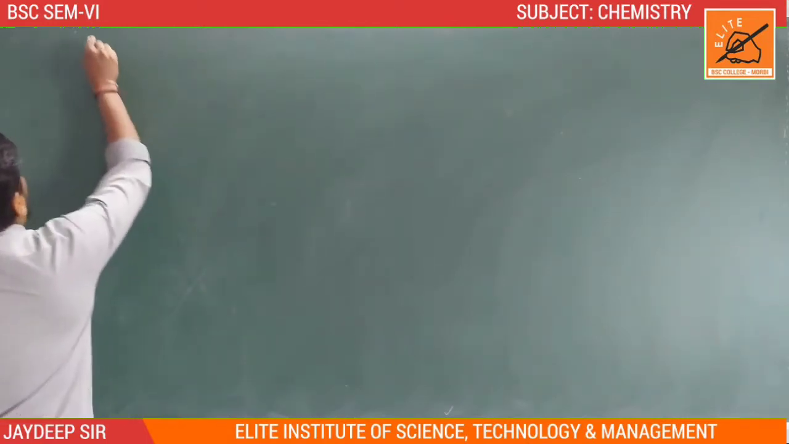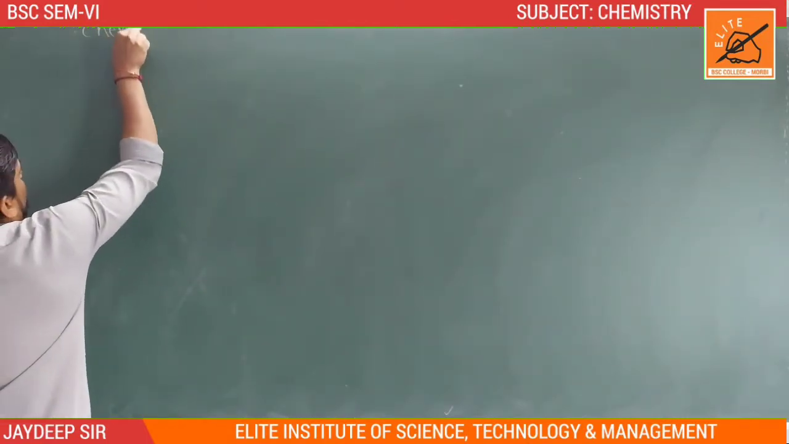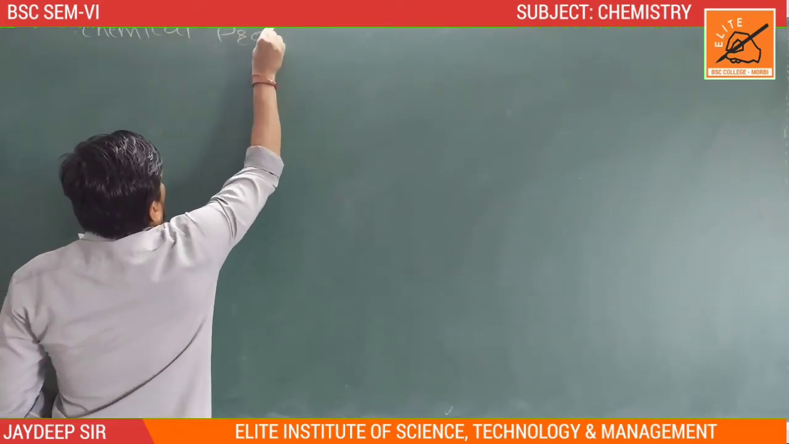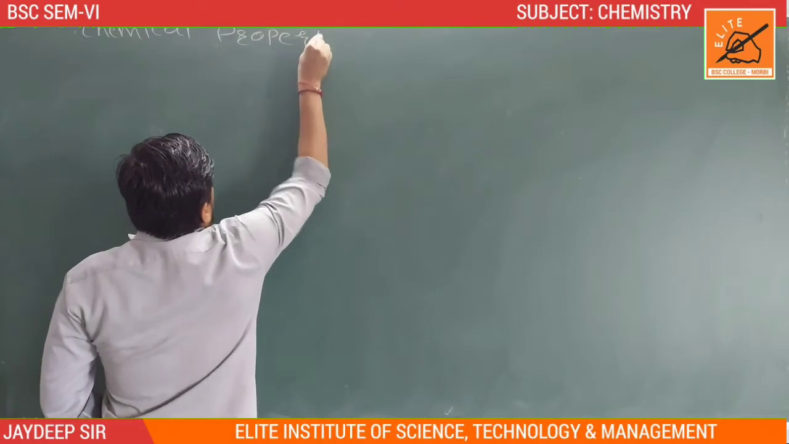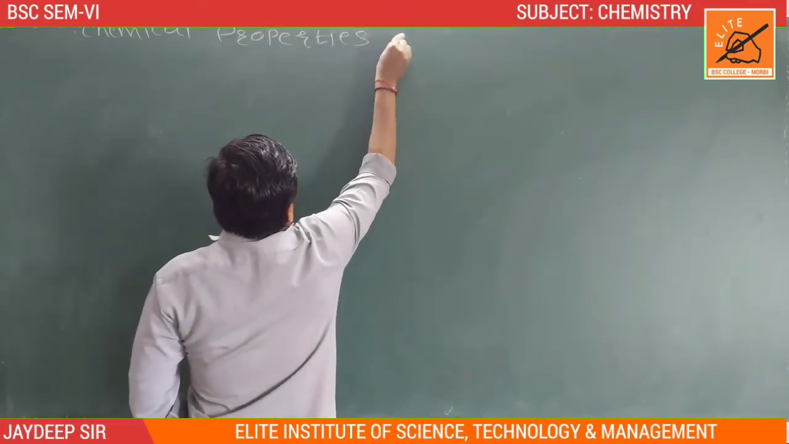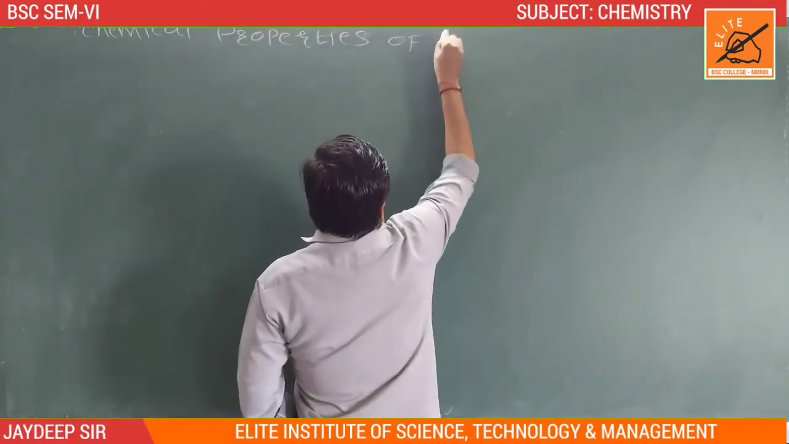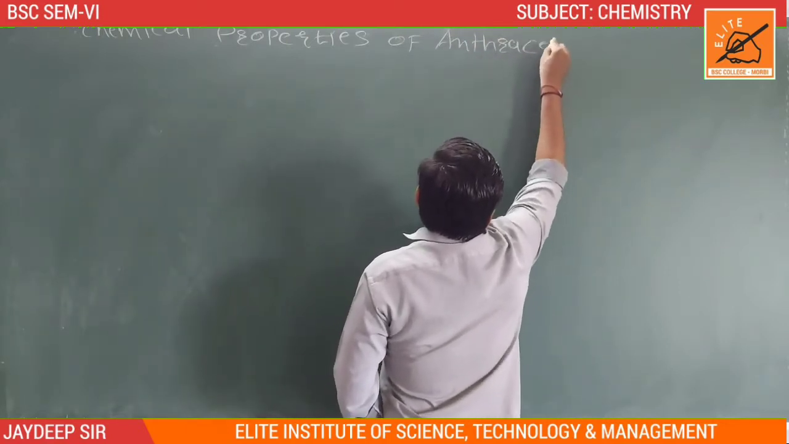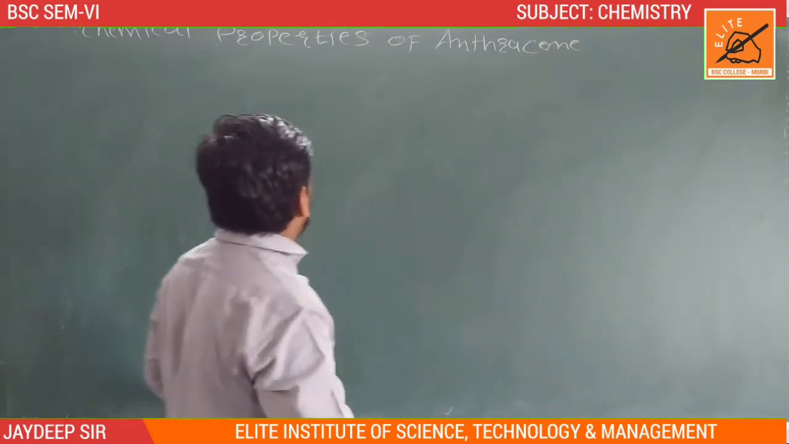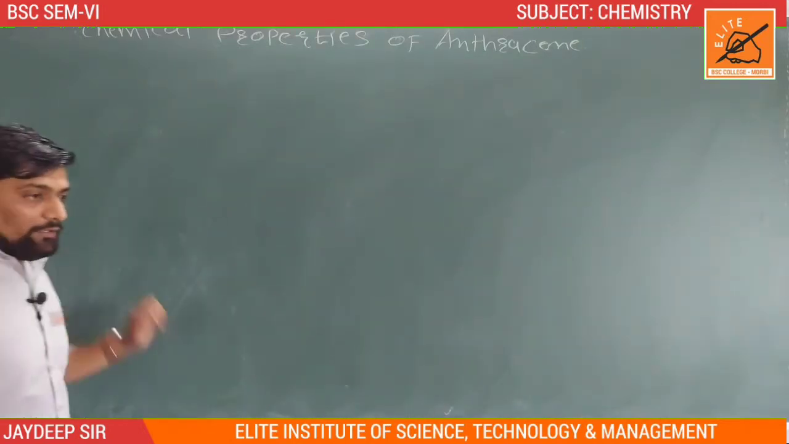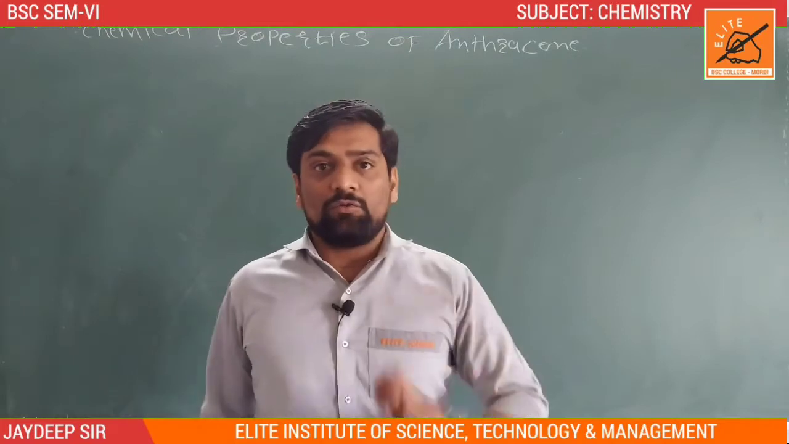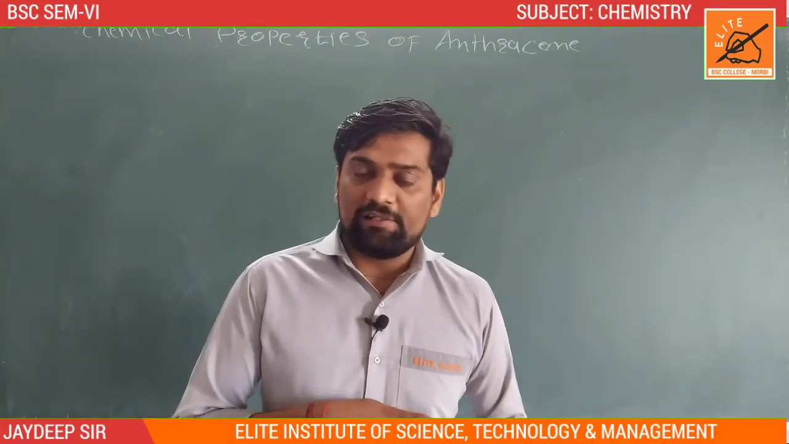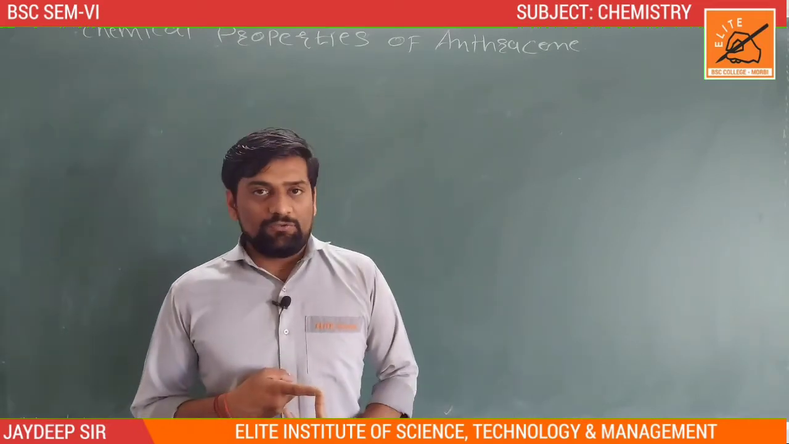So here, chemical properties of anthracene. Chemical property of the anthracene. Here, in the chemical property of the anthracene, there are two main processes. One is the addition reaction, another is a substitution reaction.